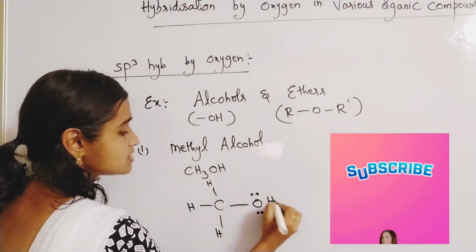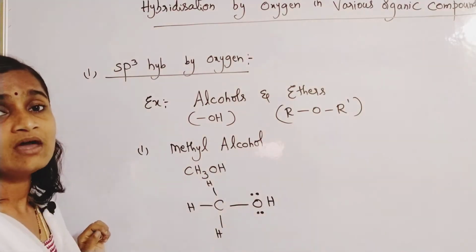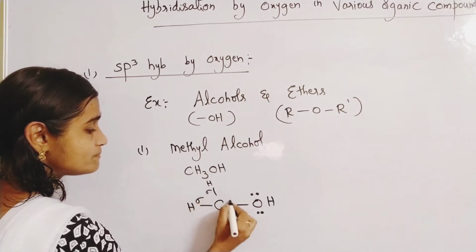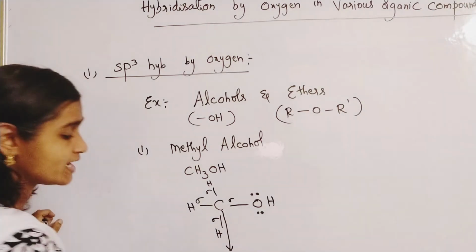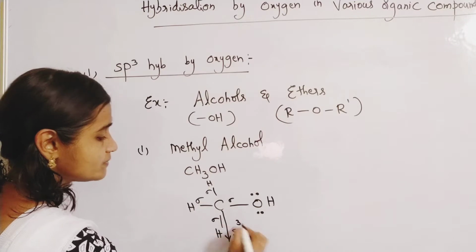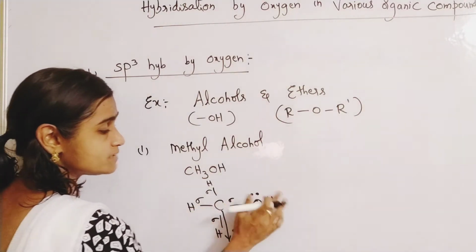Okay, now oxygen is having 2 lone pairs of electrons. So this carbon is having 4 sigma bonds, so it is an sp3 hybridized carbon. Okay, now this carbon is what? sp3 hybridized carbon. In the same way, oxygen is forming 2 sigma bonds.